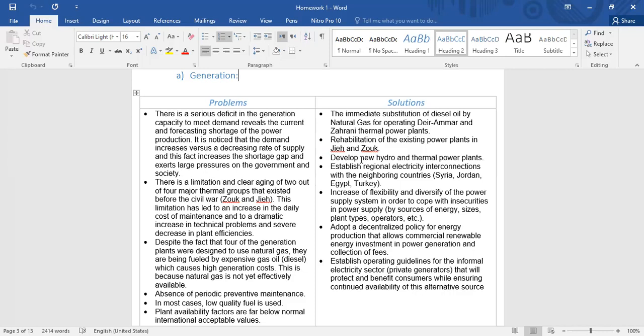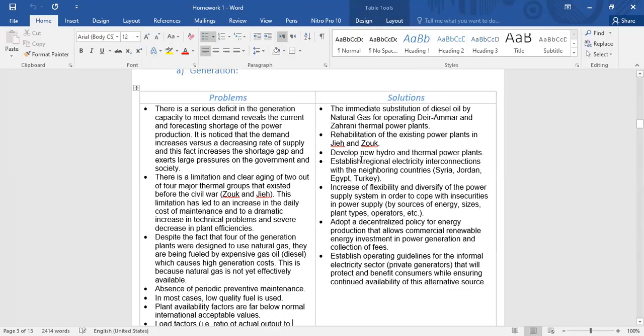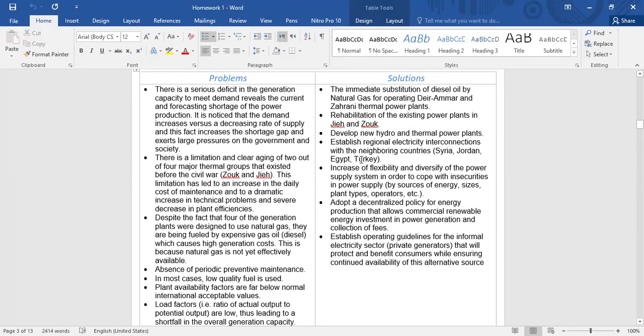We also adopt a decentralization policy for energy. An example is that city of Jbeil and Zahle are decentralized production of energy, and they have 24/24 electricity. We established an operating guideline for the informal electricity sector that will protect and benefit consumers while ensuring a continued availability of this alternative source.